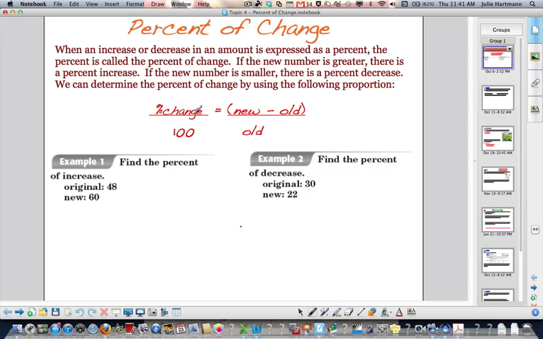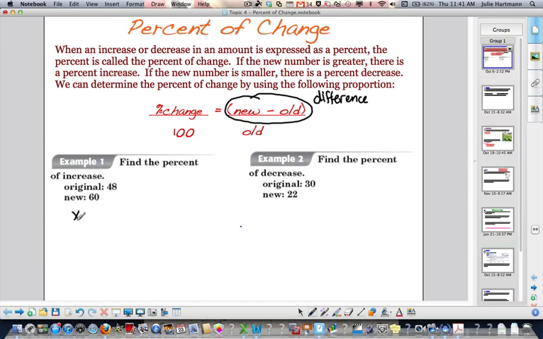You have the percent of change over 100 equals your new minus old, so this is a difference, divided by the old. It's like when we did percent over 100 equals is over of: your is is that difference, and your of is your original. Okay, so find the percent of increase.